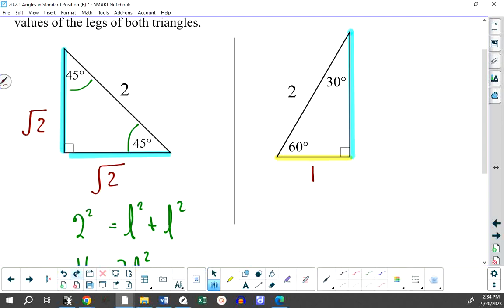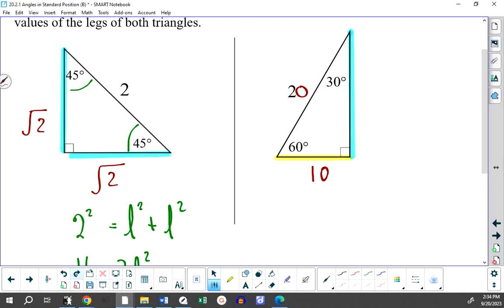Do me a favor, and this is just off the cuff. I wasn't planning on getting you to do this, but I want you to do it and see if it turns on any lights in any of your heads. Take your calculator and take the sine of 30 degrees. You get 0.5. Sine is opposite over hypotenuse. Opposite the 30 degrees is 1, the hypotenuse is 2. 1 over 2 is 0.5. If this were 20, this would have to be 10, because the sine of 30 degrees is 0.5.